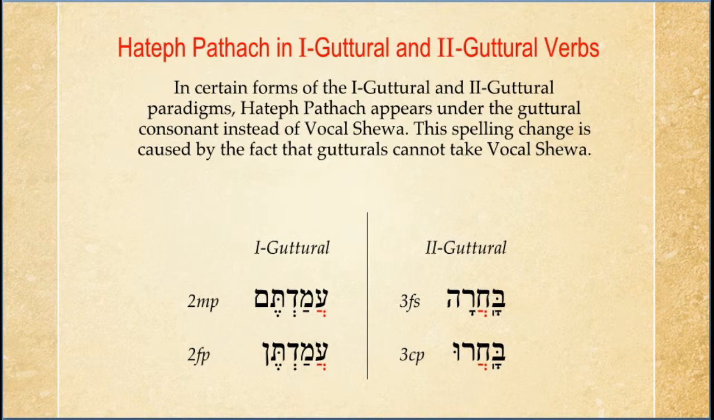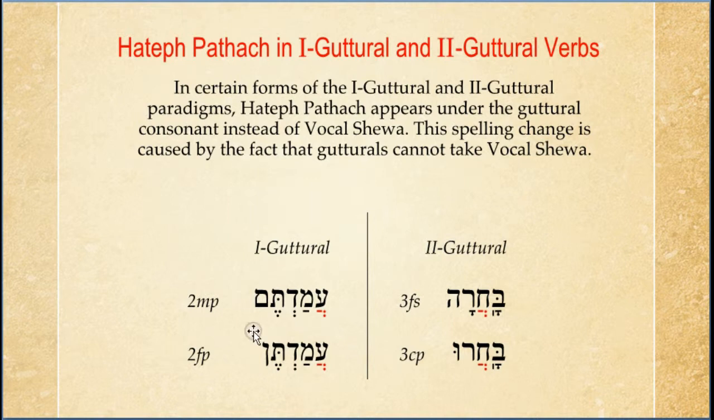In certain forms, with first position gutturals and second position gutturals, in their paradigms the chataf appears under the guttural consonant instead of a vocal shva. This spelling change is caused by the fact that gutturals cannot take a vocal shva. We studied that earlier on, and that's exactly why these changes occur. A lot of times when gutturals are present, the vowels start behaving in an unusual way, and this is one of these situations.